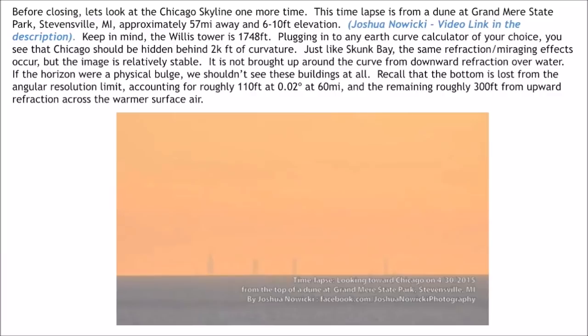all the buildings of Chicago should be hidden behind 2,000 feet worth of curvature, physical curvature. You should not be able to see them.